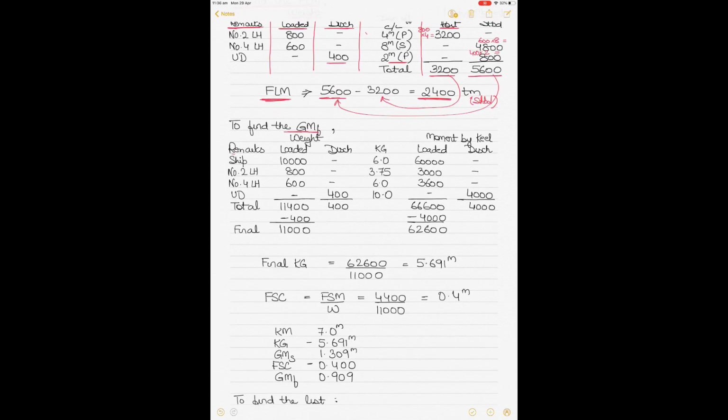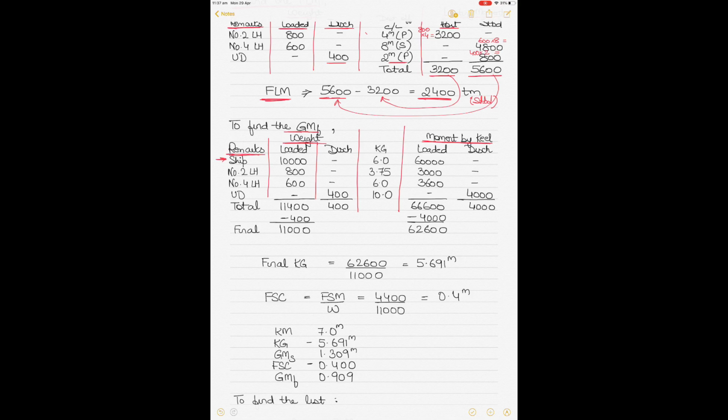To find out the GM, again summarize the information here. Make a remarks column, make a weight, loading and discharge column, write down the KG, and then you can calculate the moment by keel. This is the vertical shift of the center of gravity. The previous one was a transverse shift of the center of gravity. To calculate the vertical shift of the center of gravity, you also have to include the ship's displacement. The KG was 6 meters.